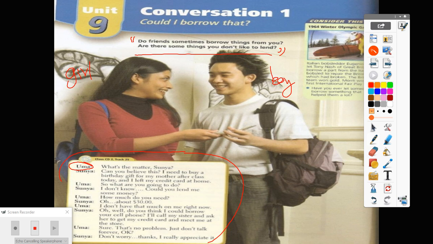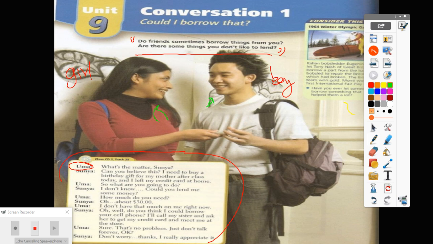I'll repeat the conversation quickly. Uma, what's the matter, Sonia? They are talking to each other, this boy and this girl. He sees that she looks upset, and he figures out that she is upset. He asks her, what's the matter, Sonia? What's wrong with you?